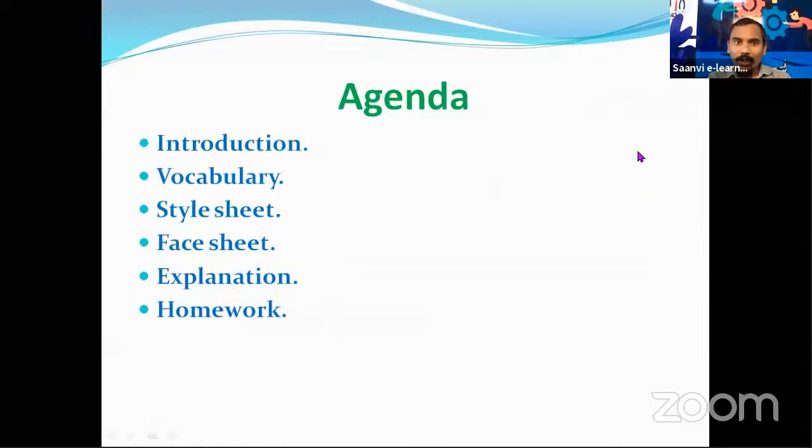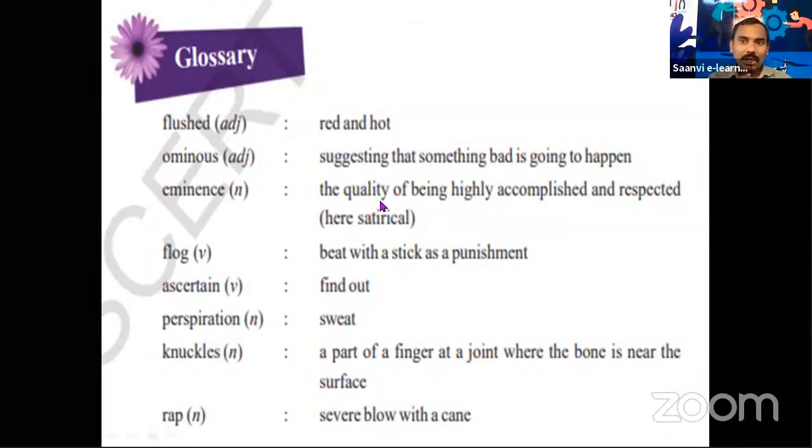So in this lesson, we are going to learn about a boy named Swaminathan. He is called Swami in this lesson. And today's agenda is introduction, vocabulary, style sheet and face sheet, which we have already covered in the previous session, and explanation of the lesson. So before we start the lesson, I will just go through the glossary section, which I explained in the previous session. Let me read it.